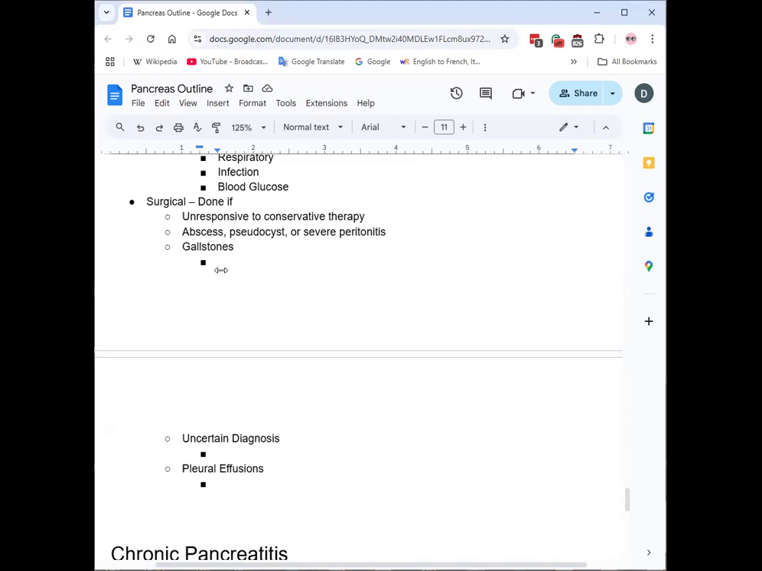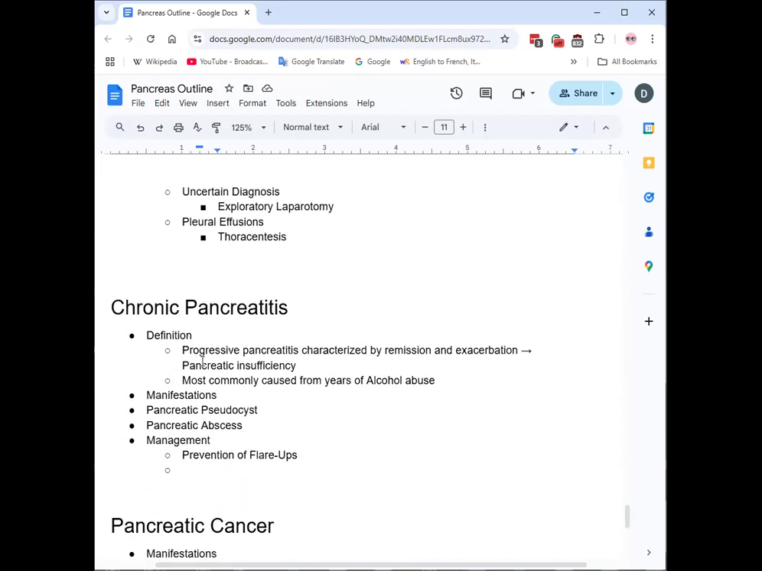What was I gonna do here? For gallstones, oh, we talked about this so much. ERCP, a lap chole. They don't do open choles that much, but open chole. If they're uncertain, they'll do an exploratory laparotomy. Pleural effusions, we talked about how thoracentesis can be done for that. Pretty much it for that.